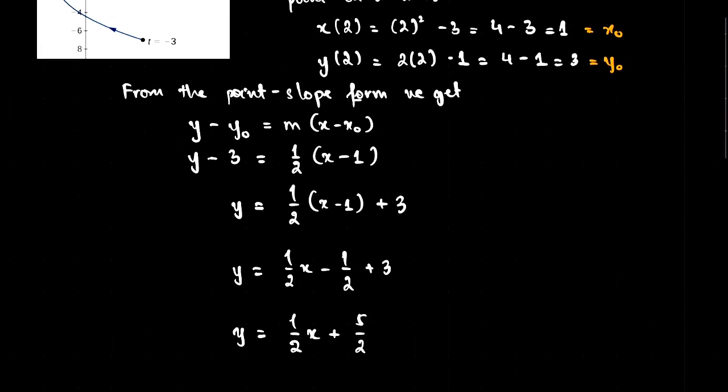Again, this is the equation of a tangent line. What you see here is that you start with the point-slope form and you rewrite the equation and you obtain something called the slope-intercept form. That's it for the example. Let's move on to another concept.